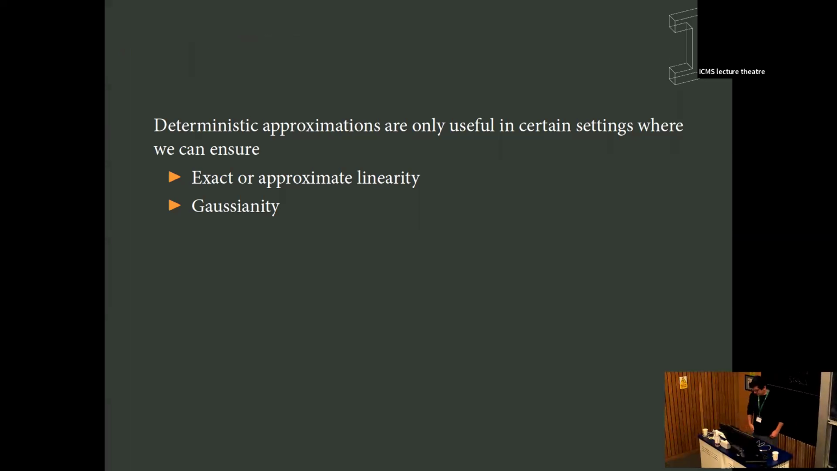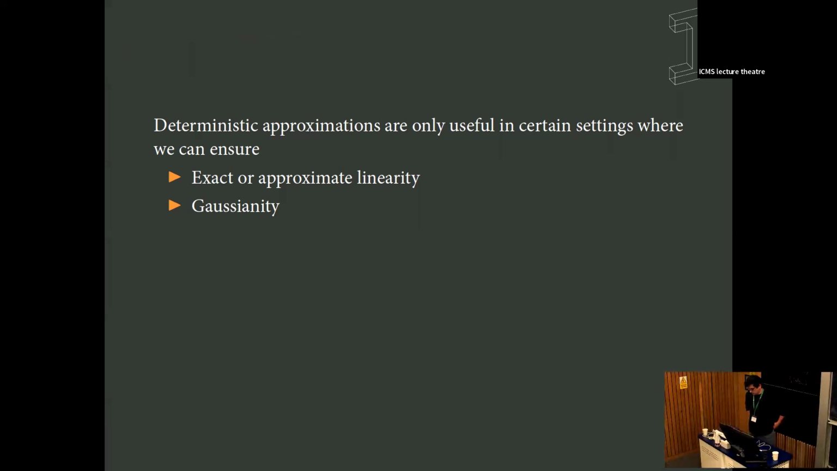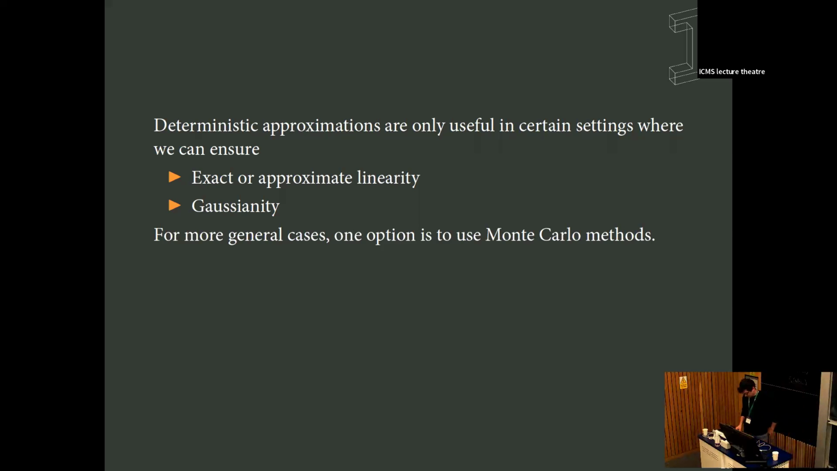Okay, so let's start with the Monte Carlo, before I go into the next session in 20 minutes. We have seen that deterministic approximations are only useful if we can ensure exact or approximate linearity and Gaussianity. Obviously, if you implement a Kalman filter and your errors are Student-t distributed, heavy tailed, you have a lot of instability. There's a big literature on robust filters, Kalman filters in particular. And of course, if you're far from linearity, things could be tricky. So for more general cases, you have a lot of options.